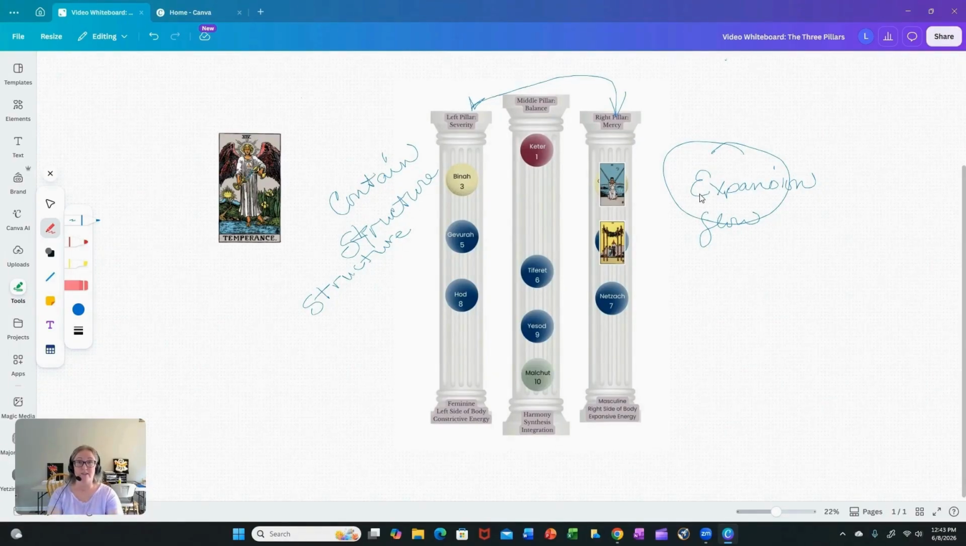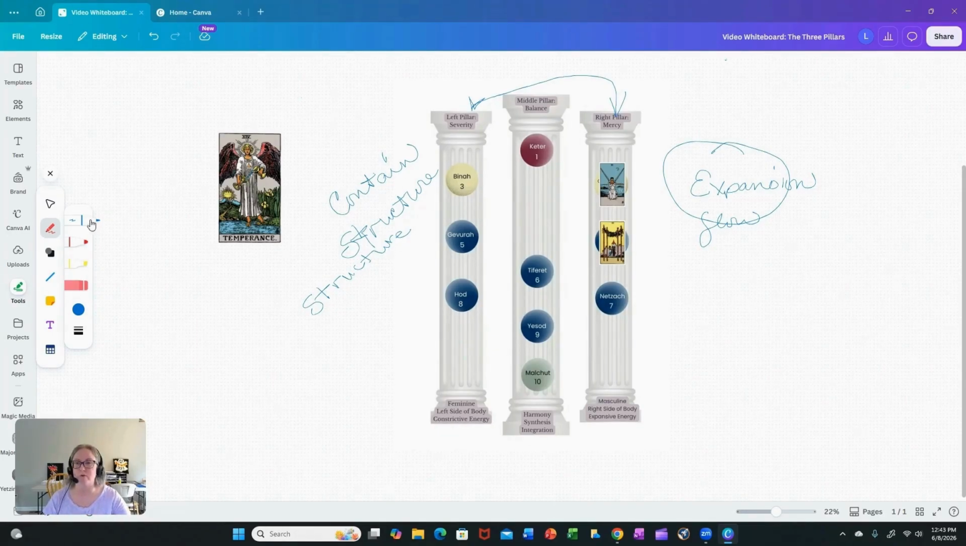Now notice, we have done nothing with the actual meanings of the cards. When you bring the meanings of the cards in, then you can keep going and going and going. But that's going to be another video for another day coming up soon. This is all you need to do to begin working with the cards.